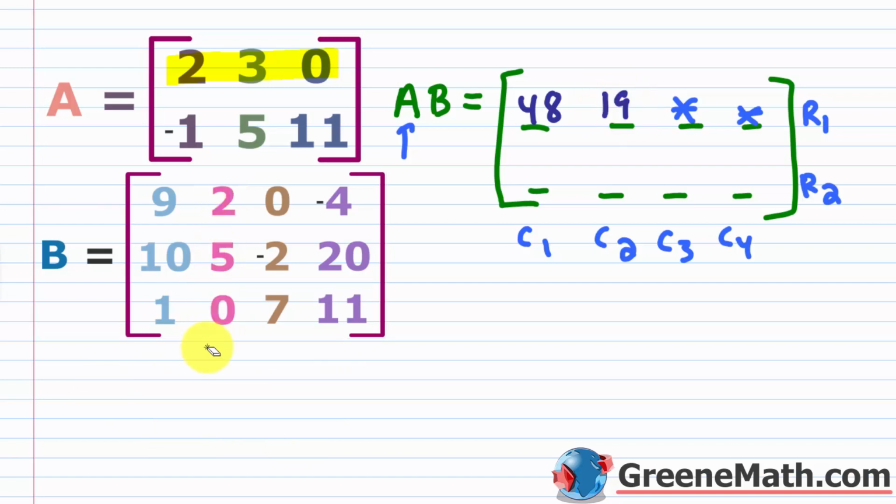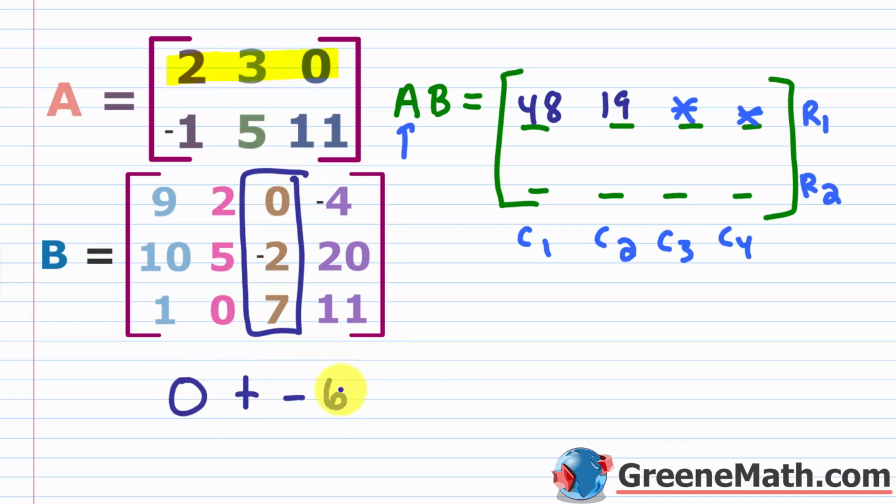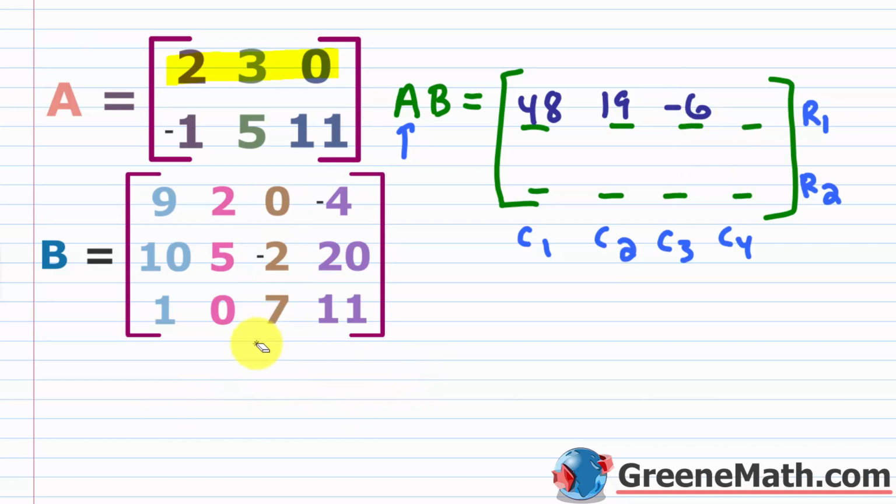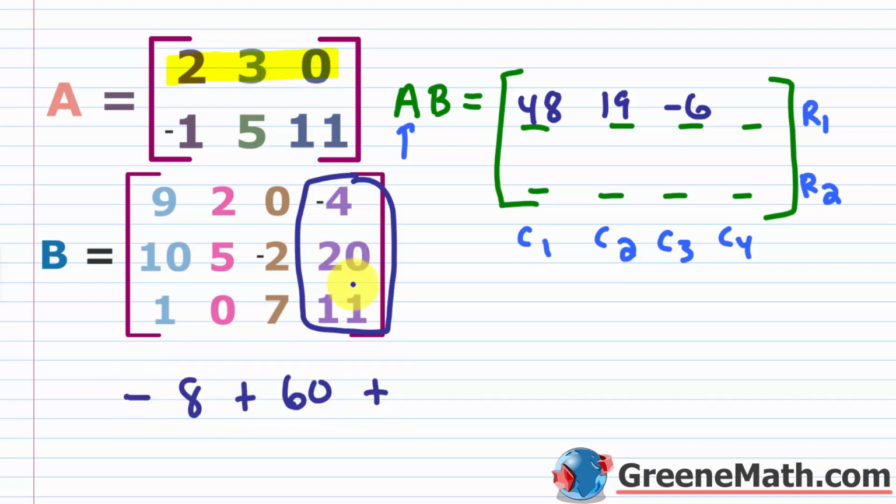And again, we just move down. So now I'm going to be in row 1, column 3. So row 1, column 3. Okay, so 2 times 0 is 0, plus 3 times negative 2 is negative 6, and then 0 times 7 is 0, so this is just negative 6. So pretty easy. And let's erase this. And let's go into this last column here. So we're going to say that we have 2 times negative 4, which is negative 8, plus 3 times 20, which is 60, and then plus, we know 0 times anything is 0, so we don't need to worry about that. And negative 8 plus 60 is going to be positive 52.